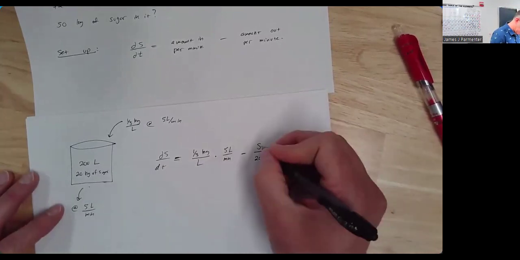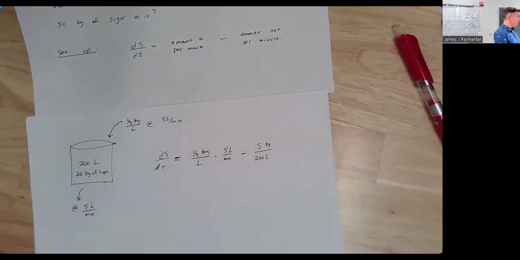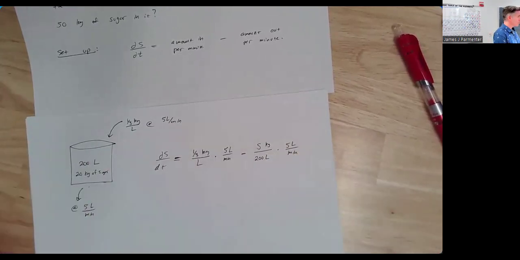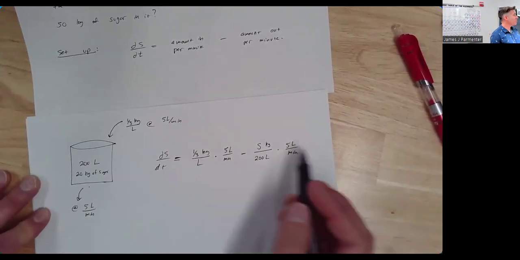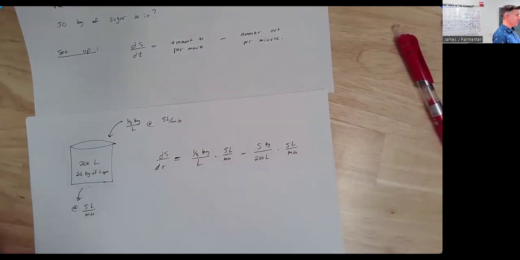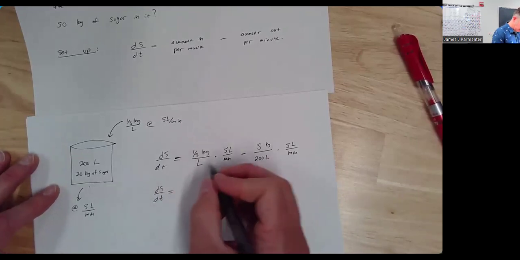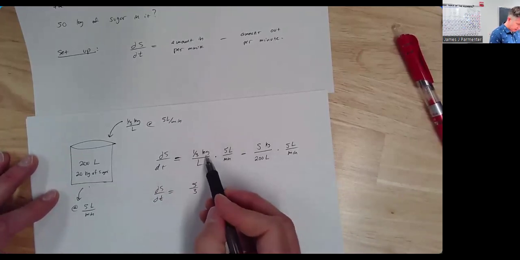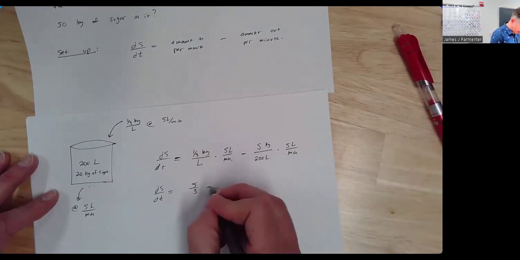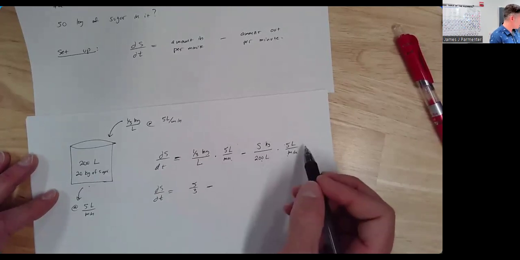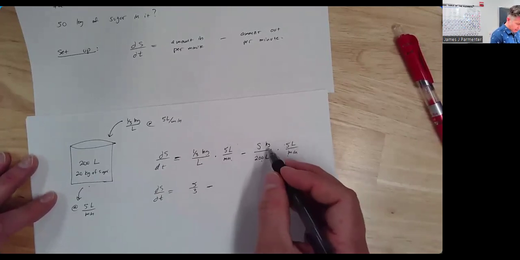I should say S kilograms, the amount of sugar in kilograms divided by the volume of the tank in liters, multiplied by the rate at which we're taking it out, 5 liters per minute. I like to write the units because it helps me make sure I'm doing the right thing. I'm putting in 5/3, in kilograms per minute because the liters cancel, and taking out S times 5 over 200, again kilograms per minute. Let's simplify that down to S over 40.